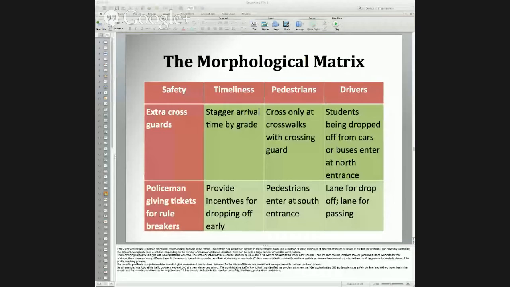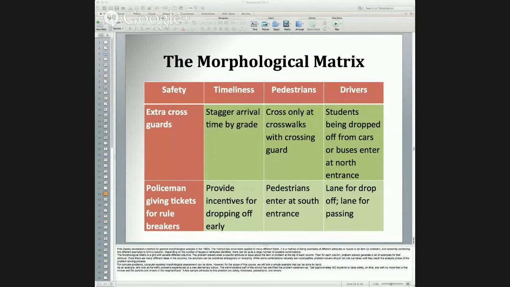The morphological matrix. Fritz Zwicky developed a method for general morphological analysis in the 1960s. The method has been applied to many different fields. It is a method of listing examples of different attributes or issues to an item or problem and randomly combining the different examples to form a solution, depending on the number of issues or attributes identified. There can be quite a large number of possible combinations.